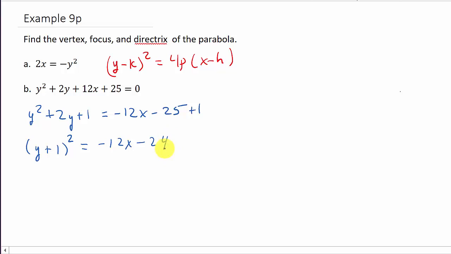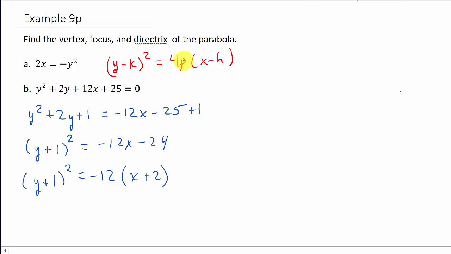All right, now this left-hand side looks like this, but the right-hand side doesn't look like this over here. So I just need an x right here, okay? So I need to factor out a negative 12. So I've got y plus 1 squared equals negative 12 times x plus 2, okay? And so now we have our parabola in this form, all right?